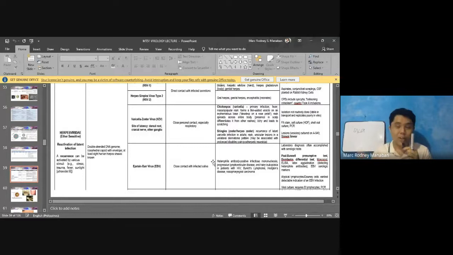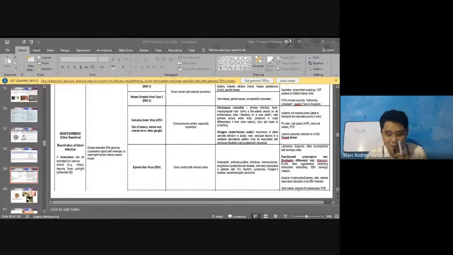Your HHV-4 is your EBV, Epstein-Barr virus. Mode of transmission is still close contact with infected saliva. Now, the disease it causes, of course, you're all familiar with, infectious mononucleosis, also known as your kissing disease.